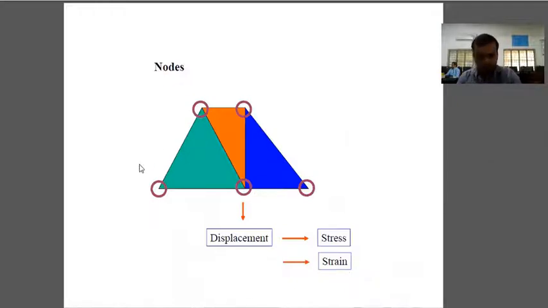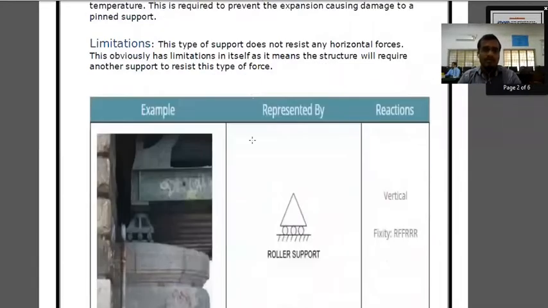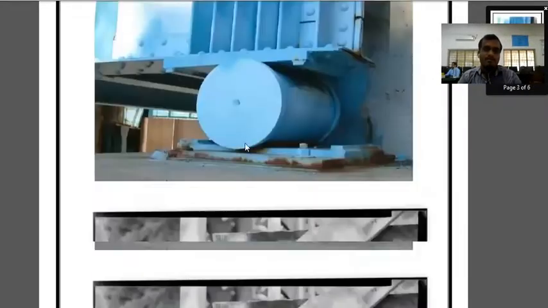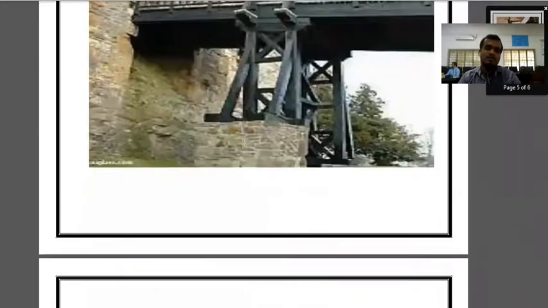Okay, so what are the types of supports? Now we will see the types of supports first. There are basically three types of supports. First one is roller support. Then the next one is fixed support, and the third one is pin support or hinge support.